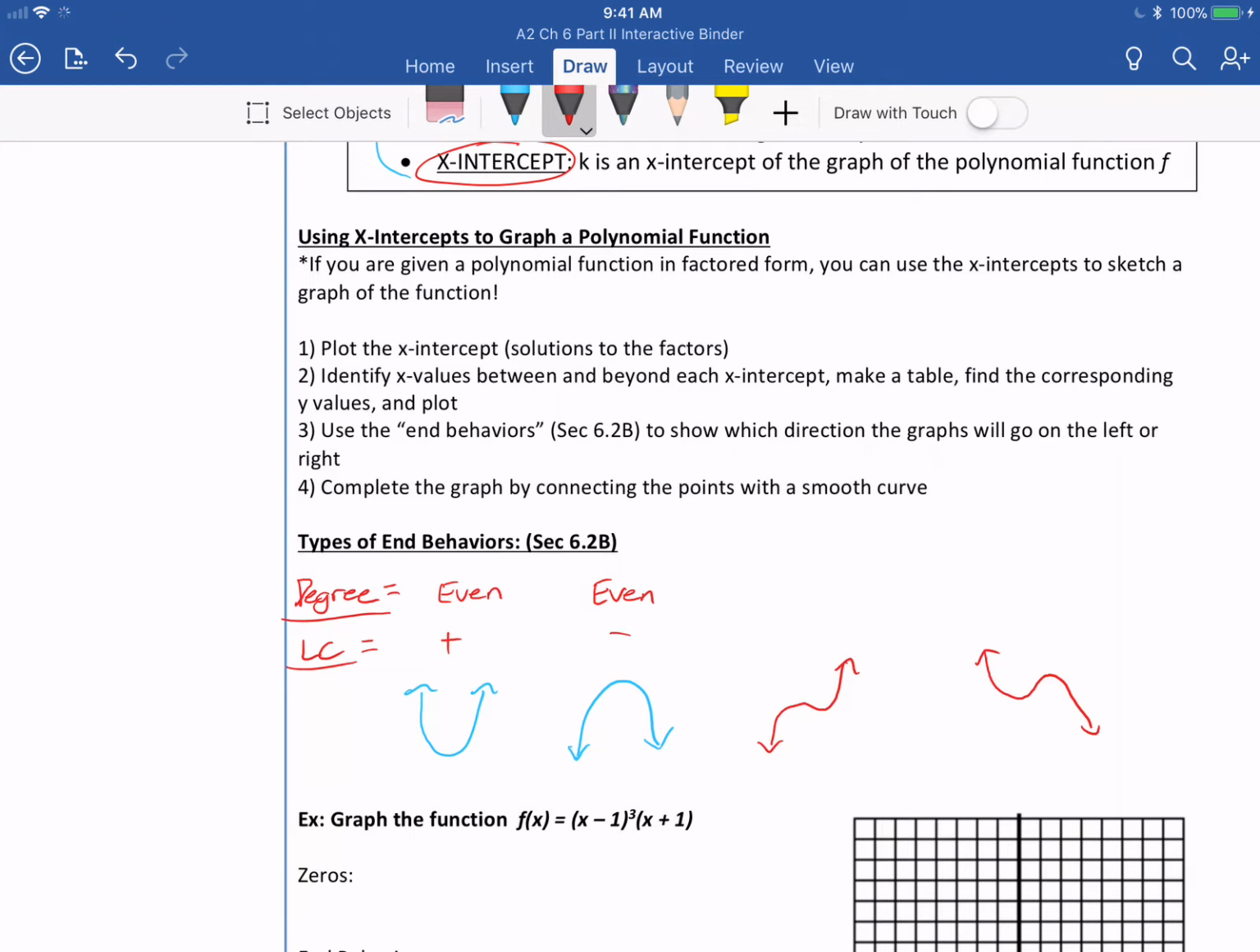As I go on, if my degree is odd, then I have these snakes, and these snakes are different here. They start down low. This one starts going down towards negative infinity, on the right goes to positive infinity. That is a positive leading coefficient. And my last one here is a negative leading coefficient. Okay, so it's kind of nice to see, hey, what should this graph actually look like?